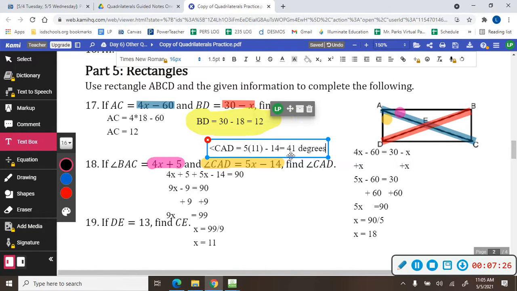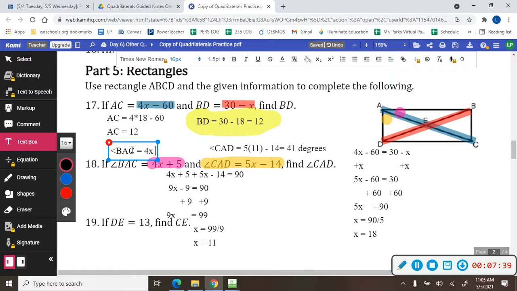That's 41 degrees. I could plug in here and just double check. If I plug in 11 in here, angle BAC would be 4x plus 5, but x is 11. So that would be 44 plus 5 is 49. And notice 49 plus 41, that is 90. Just to double check my work. But all they wanted was CAD, so this is all they wanted for the answer. So the measure of angle CAD is 41 degrees.